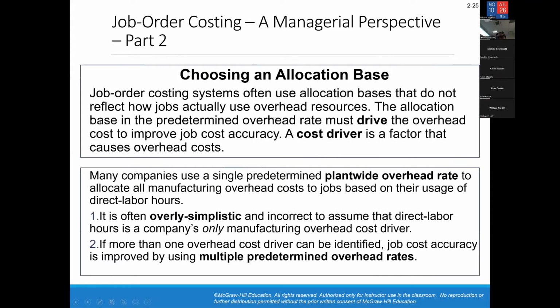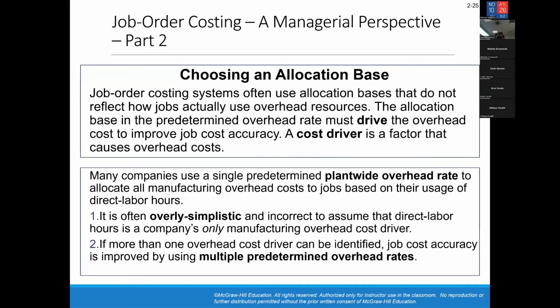All right, so choosing the allocation base. Remember, that's that bottom number. Sometimes it's labor hours, sometimes machine hours. So we have to determine how we are going to use that. How are we going to allocate? The job order system often uses allocation bases that don't reflect how the jobs actually use overhead resources. So we just talked about that. Maybe we chose the wrong one. So the allocation base and the predetermined overhead rate must drive the overhead cost to improve job cost accuracy.